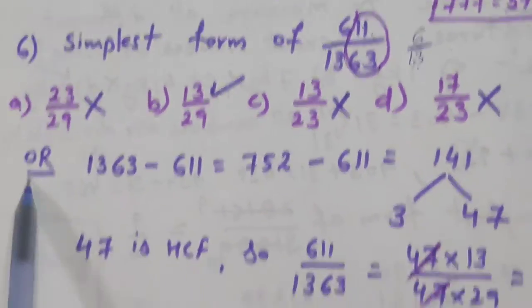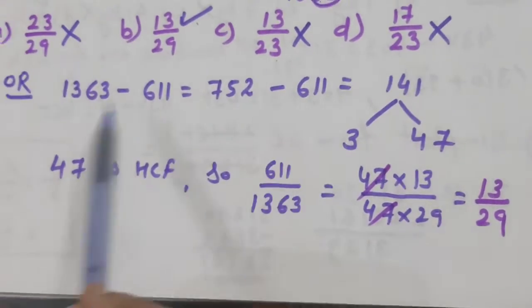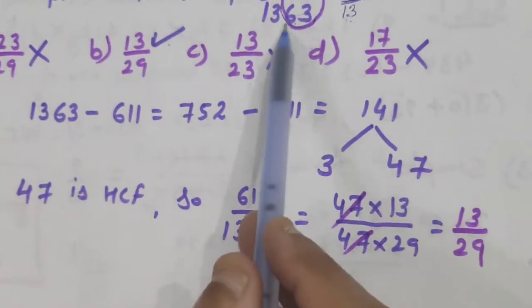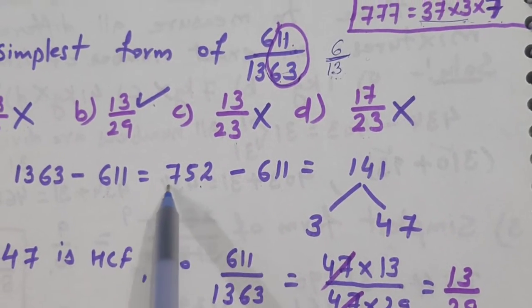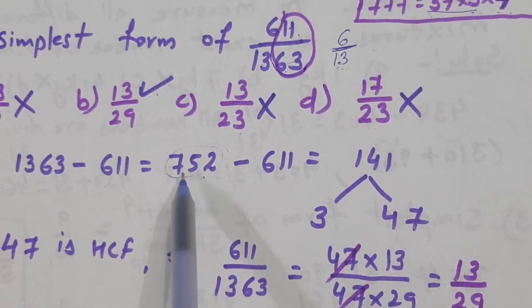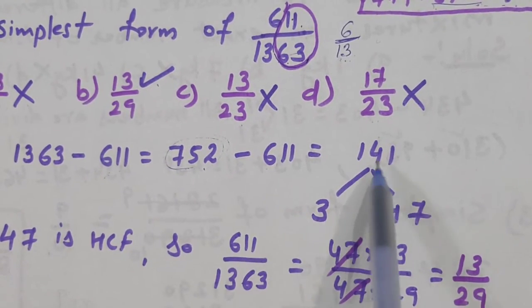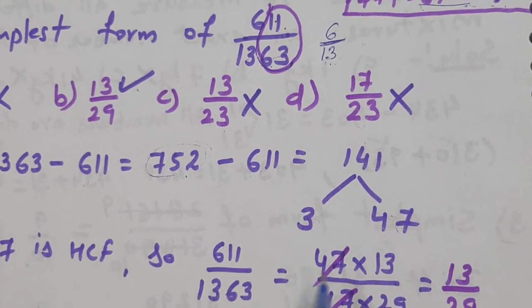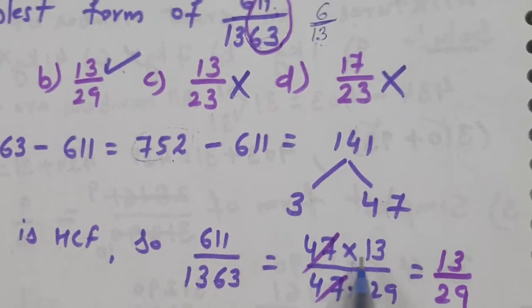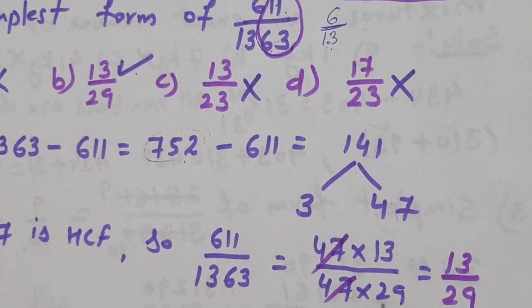Or if you want, you can check by HCF also. It will take time. How? 1363 minus 611. Find the HCF. This is a very big number. So what will I do? Again subtract the same number. 141. So these are the factors. 611 has the factor 47 into 13 and this has 47 into 29.